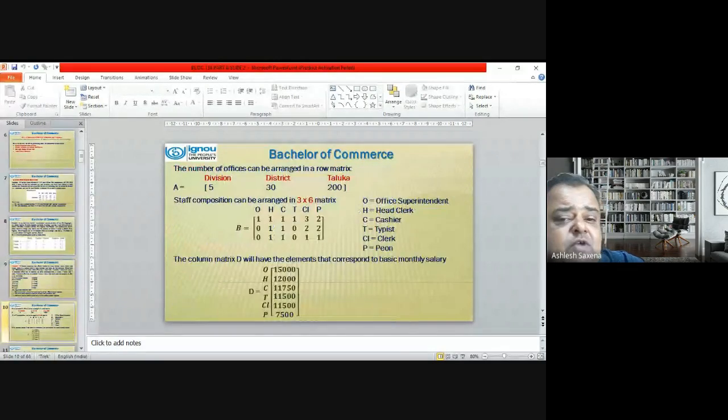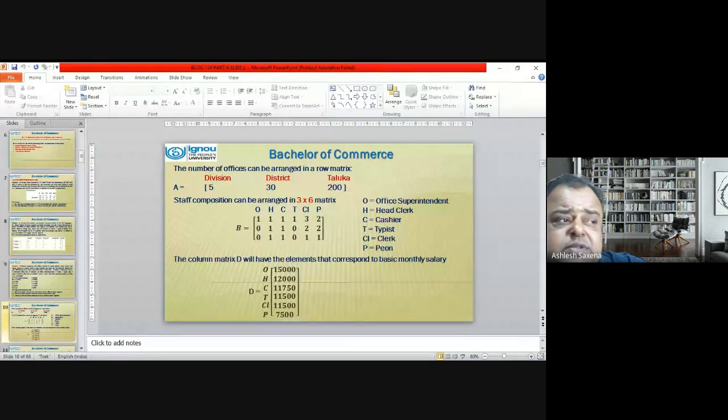So first of all, we will have three offices, the number of offices, arranged in a row. Divisions are 5, districts are 30, and talukas are 200. This information is given to us in the problem.